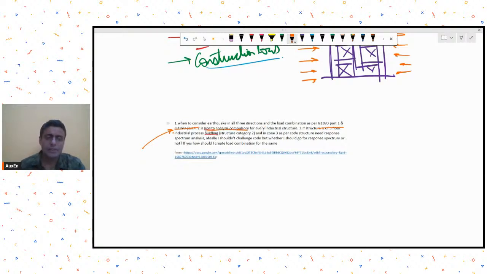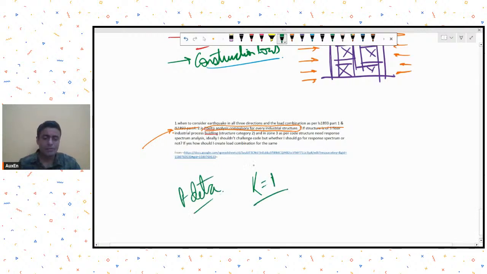Is P-delta analysis compulsory for every industrial structure? Right now, if you read IS 1893 Part 4, in a way they mandate you to use the P-delta. But you may exercise some caution while using P-delta, because please remember, if you are using ETABS and if you have turned on P-delta, then automatically the sway effective length factor K is taken as 1 by ETABS.